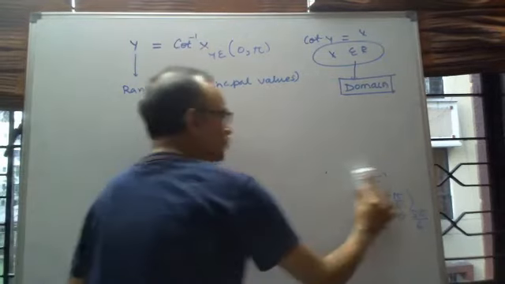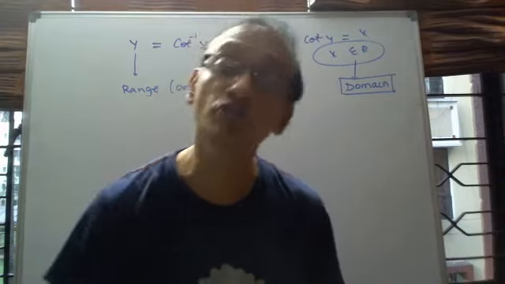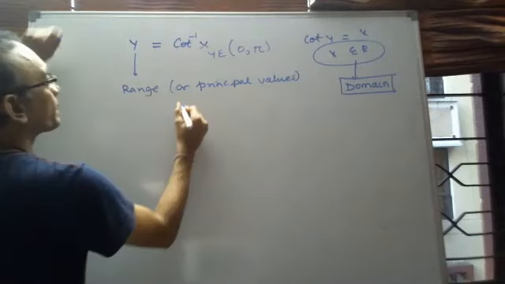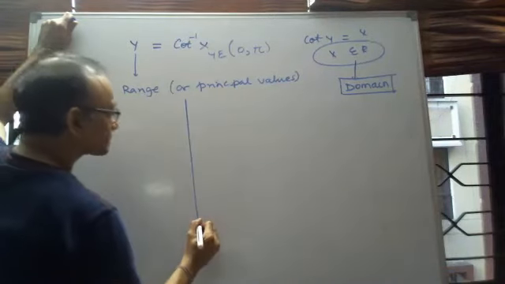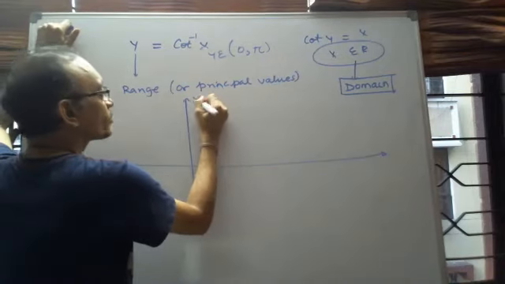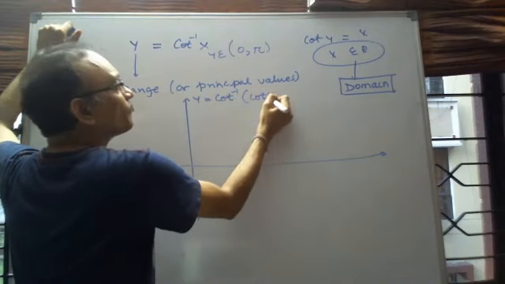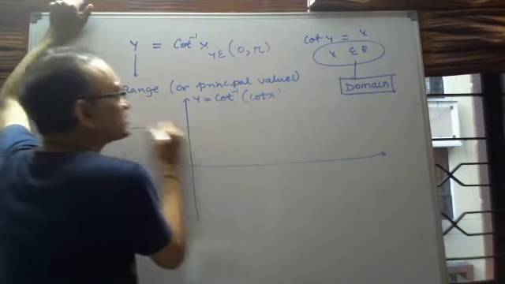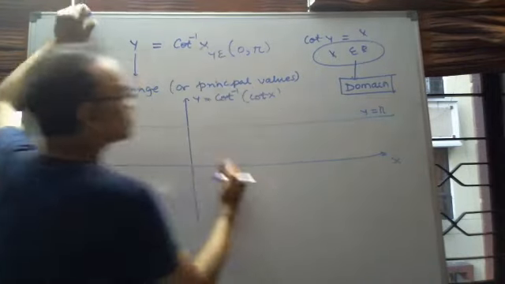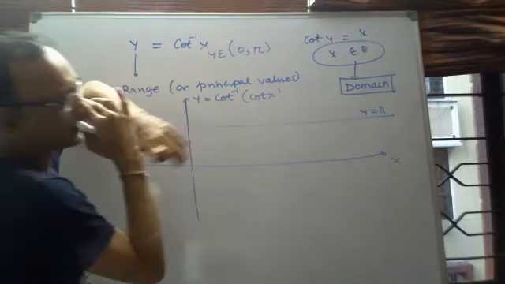Did I draw the graph of cot inverse x? The graph of cot of cot inverse x was drawn. Sorry, the graph of cot inverse cot x. Now see, y will be x when x lies in the interval 0 to pi. The output will always lie between 0 and pi. This is y equal to 0, y equal to pi.